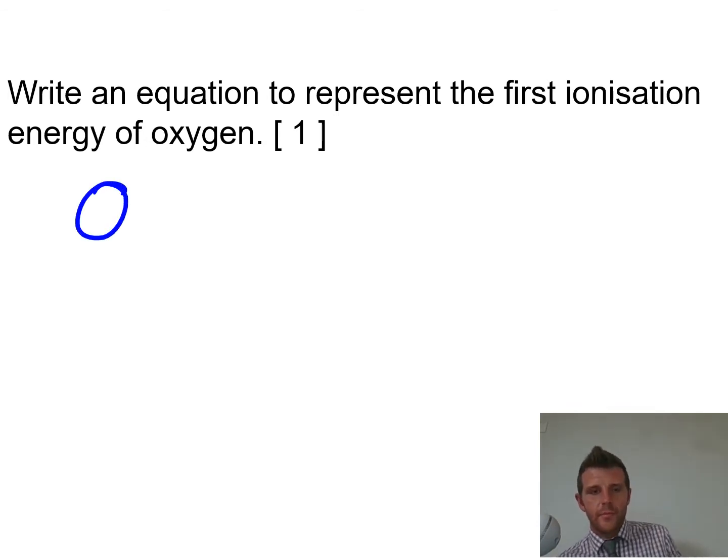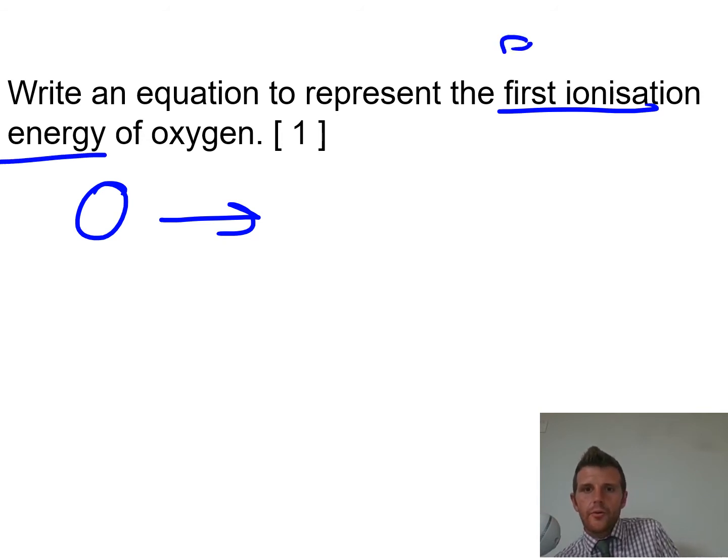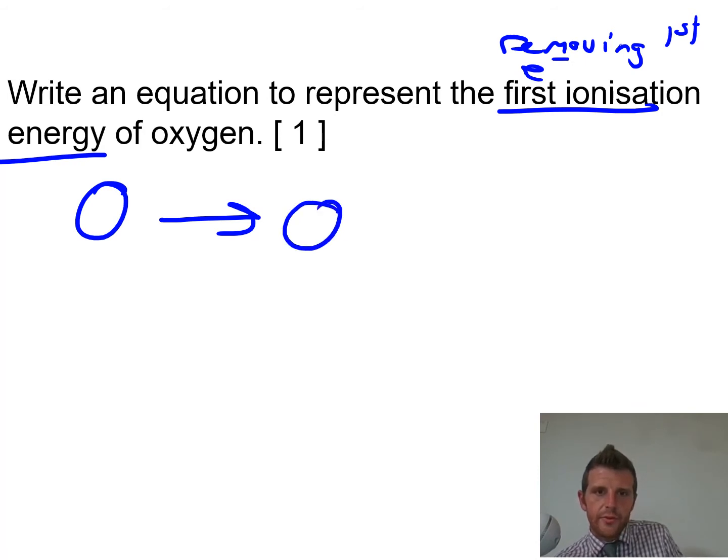Oxygen goes to... remember, first ionization energy is when we are removing the first electron. So then oxygen will turn into oxygen plus. And since we removed an electron, that means we better show that it got ripped away, and we should show that it's going to come out as a product.